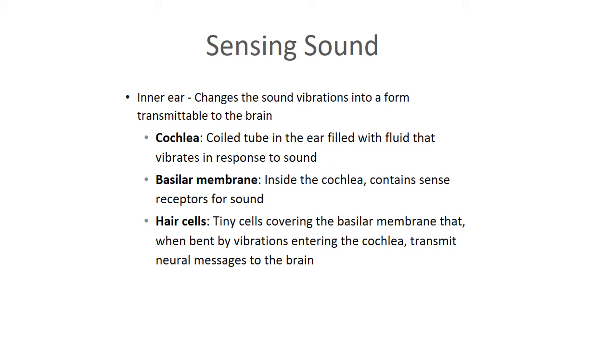Let's take a look at a few of the structures of the inner ear. The inner ear changes the sound vibrations into a form transmittable to the brain. The cochlea is a coiled tube in the inner ear filled with fluid that vibrates in response to sound. The basilar membrane inside the cochlea contains sense receptors for sound, and the hair cells or cilia are tiny cells covering the basilar membrane that, when bent by vibrations entering the cochlea, transmit neural messages to the brain. We're going to take a look at an illustration of the ear, and look at these structures a little more closely.